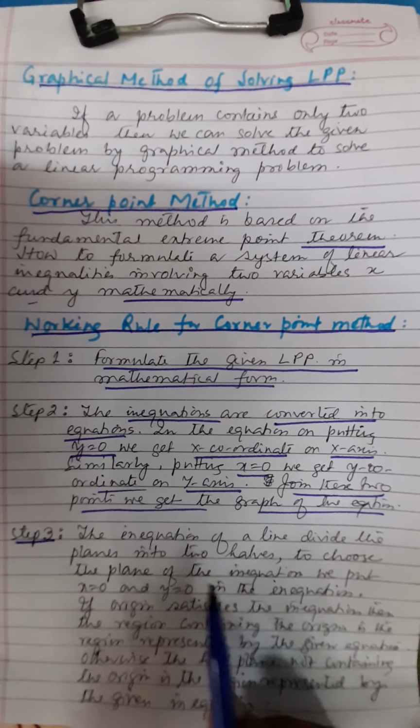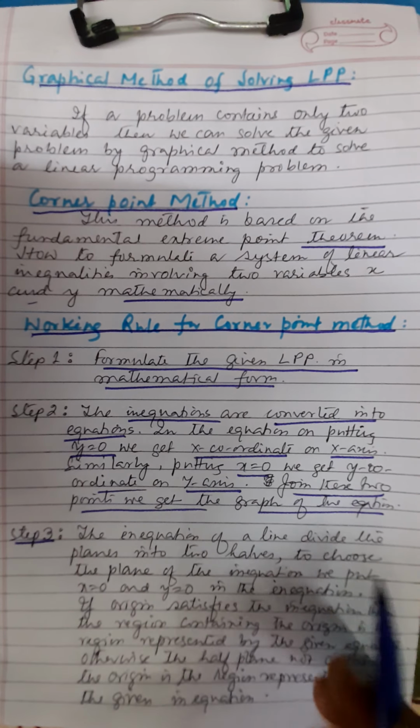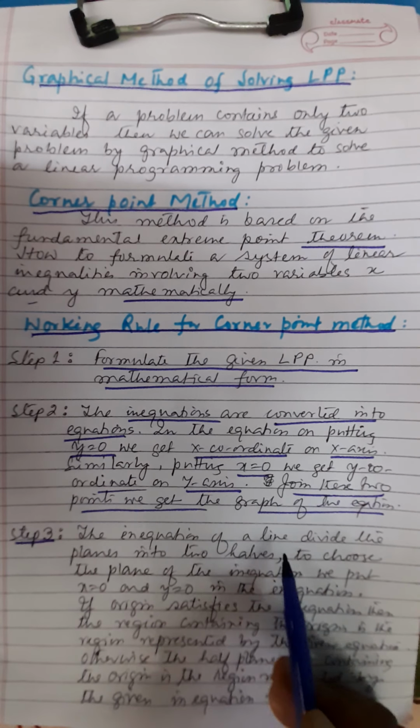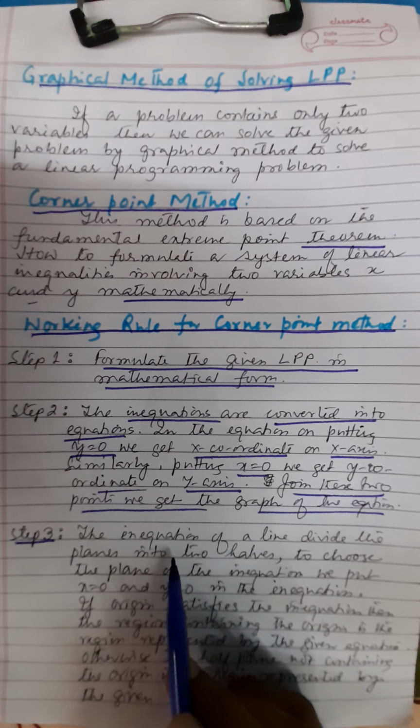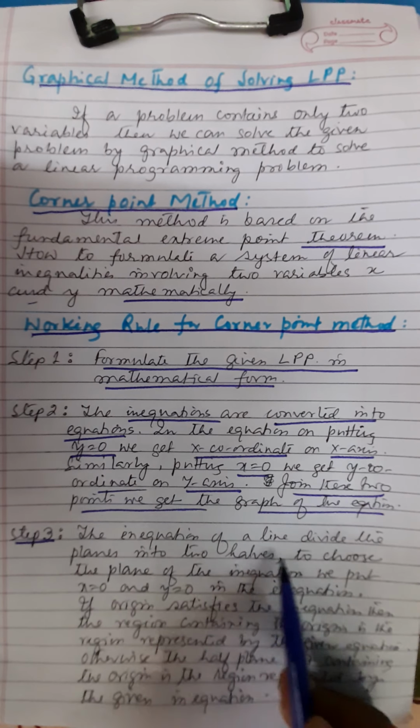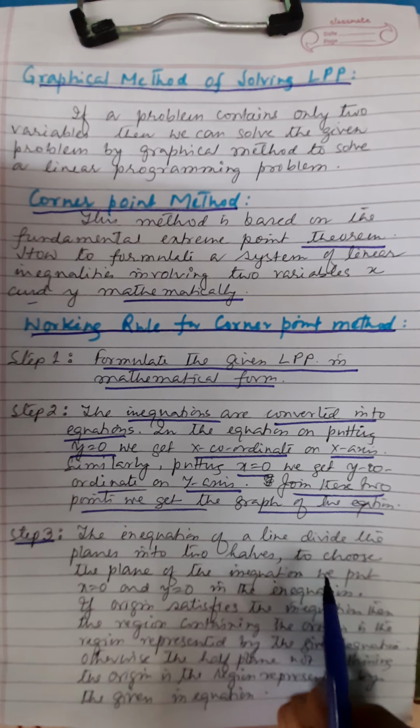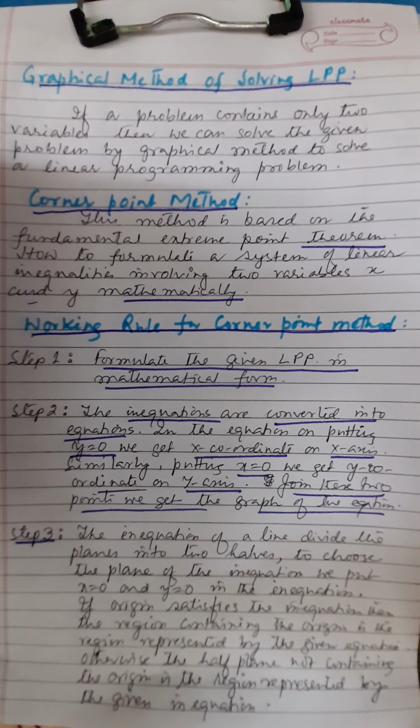Step 3. What is step 3? The inequation of a line. So whatever inequation we get, the line of the inequation divides the plane into two halves. Actually, when you take the inequation as an equation and draw its graph, ultimately it will be a straight line. That straight line divides the plane into halves. But which half will satisfy the inequation, that we have to check.